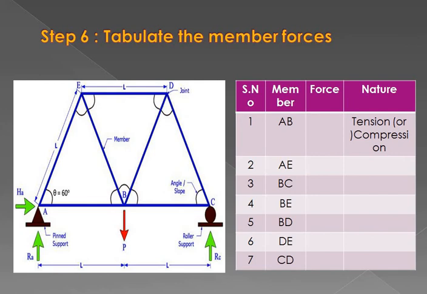or compression, are tabulated as shown here. In the second column, the members AB, AE, BC, BE, BD, DE and CD are written, and accordingly the magnitudes and nature of each member force are tabulated here. This is the procedure for the analysis of truss using method of joints.